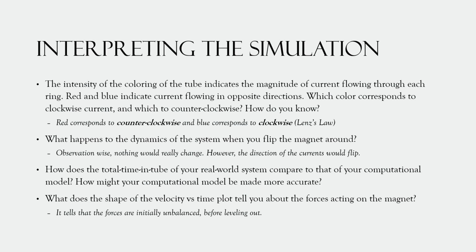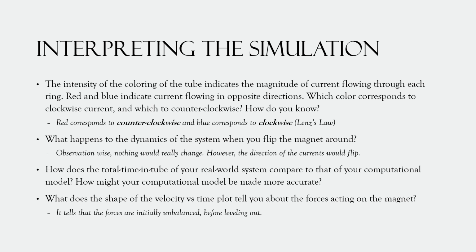What happens to the dynamics of the system when you flip the magnet around? Observation-wise, nothing will really change, but our current's direction would flip. How does the total time in the tube of your real-world system compare to that of your computational model? How may our computational model be made more accurate? We observed that while falling, the magnet did bump into the side of the tube several times, even when redoing trials, as well as air resistance playing a factor. Some human error might be accounted for as well. So accounting for these extra forces and outlier variables would help make our computational model more accurate.